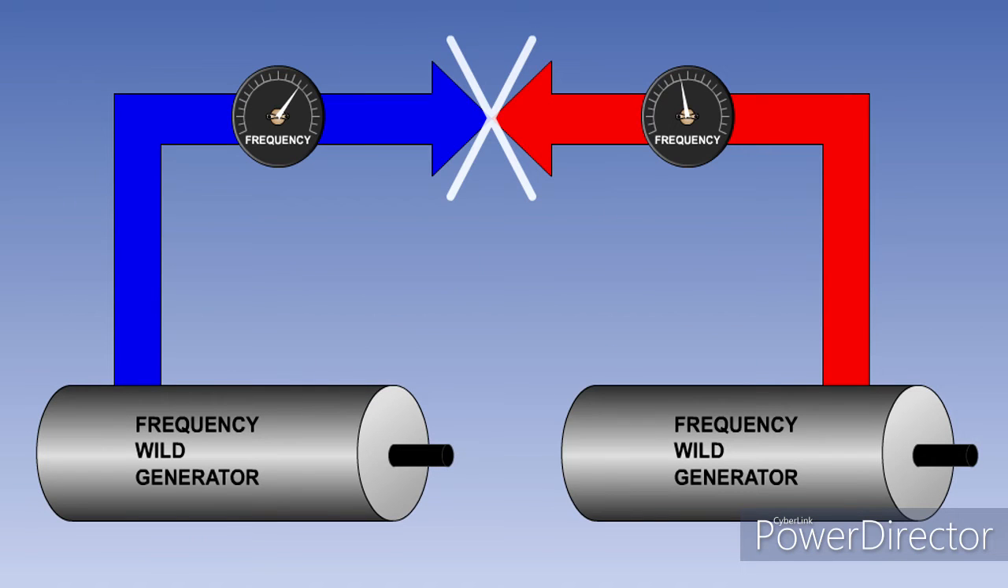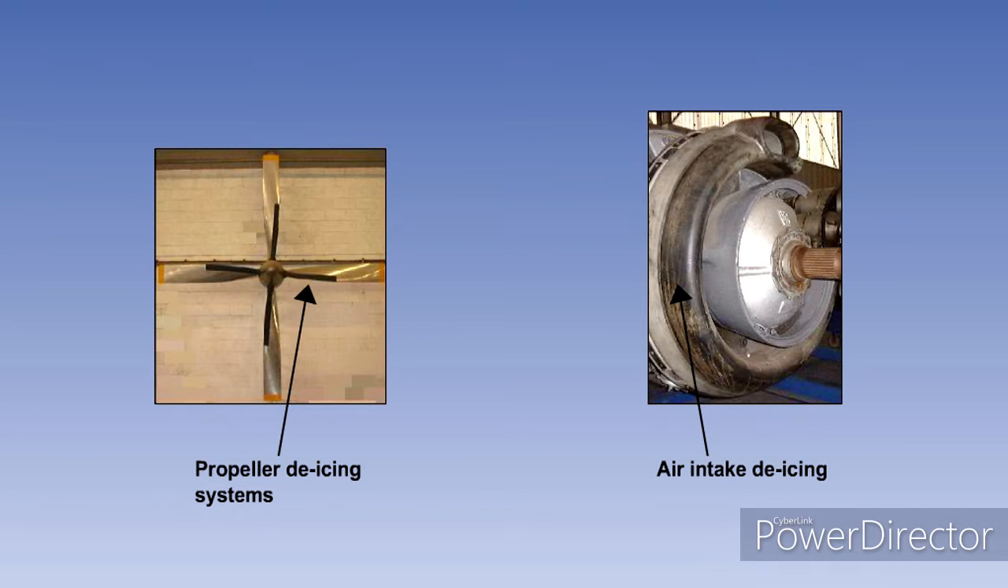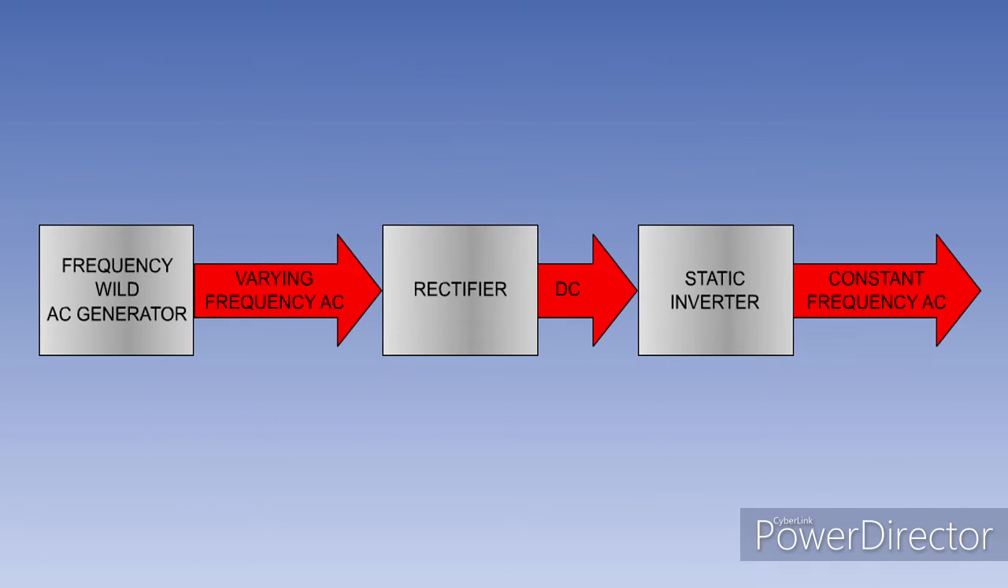In order for AC generators to be connected in parallel, their output frequencies need to be the same. So frequency wild generators cannot be connected in parallel. The output from a frequency wild AC generator may be used to power an aircraft's electrical de-icing systems, where the resistances that make up the heater mats are not affected by changing frequencies. Inverters can be used to give a constant frequency output from a frequency wild supply.